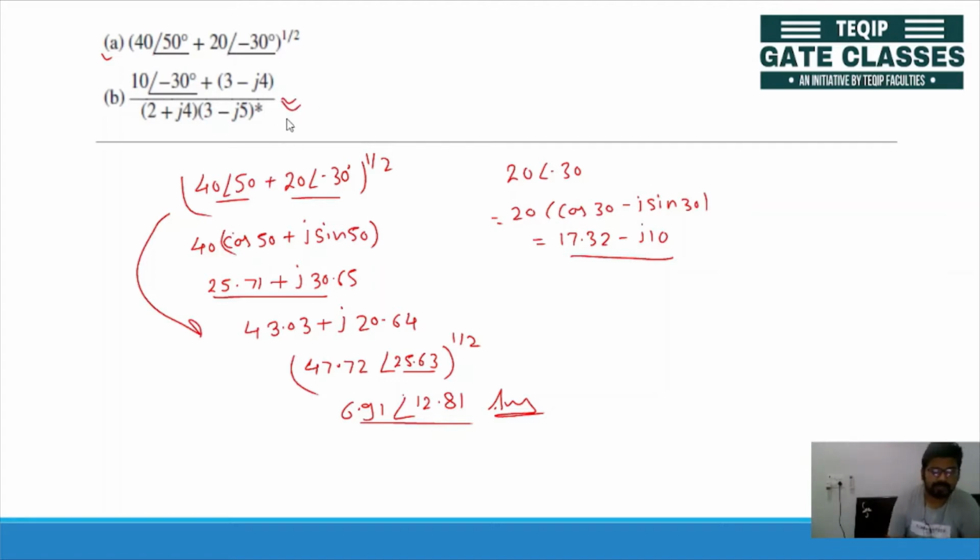You can give your answer in the comment box. Here, this is 3 minus j5 conjugate, that means actually it is 3 plus j5. So remember, when we are doing addition and subtraction, then we'll write the complex number in rectangular form, and when we are doing another operation, then we'll write it in polar form.